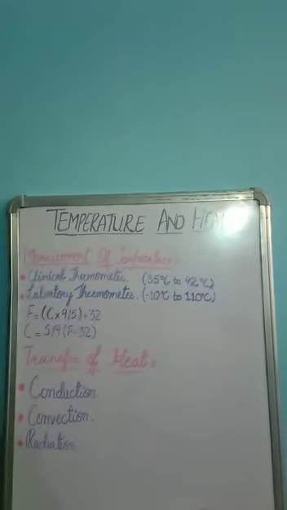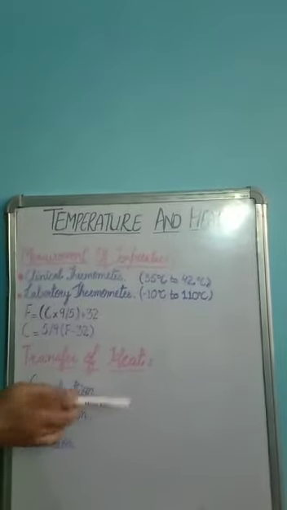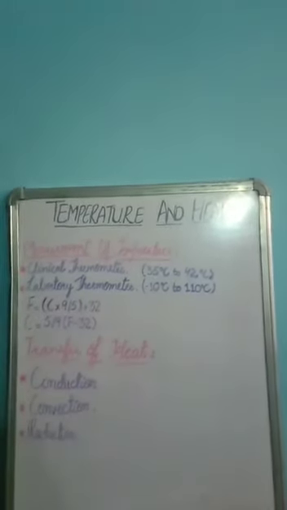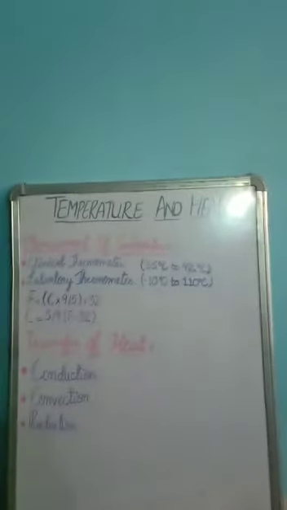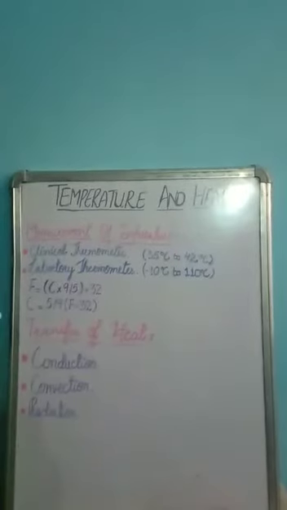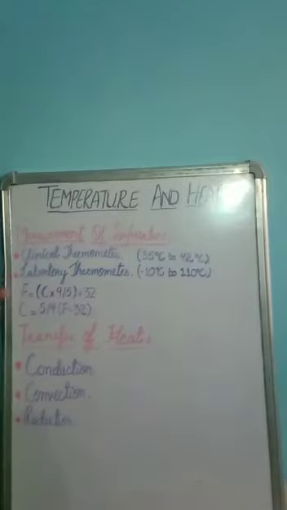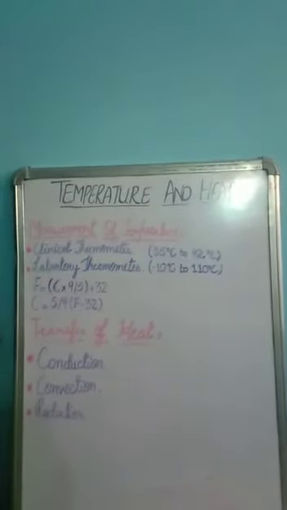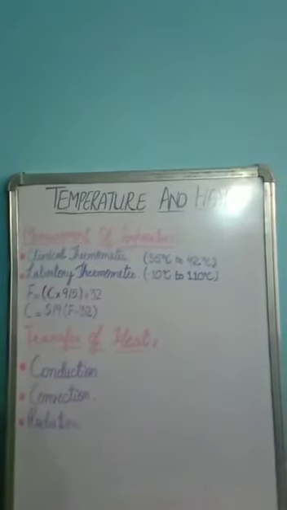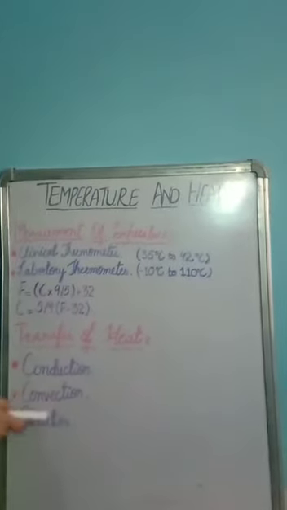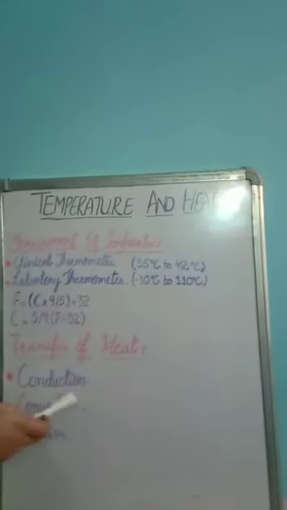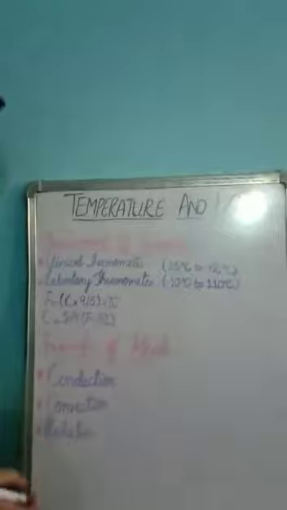Now we have two things here, which are insulators and conductors. Let me tell you what insulators and conductors are. Conductors: materials that allow heat to be conducted easily through them are called conductors. Examples: in conductors we usually have metals such as iron, copper, etc. And materials that do not allow heat to be conducted through them are called insulators. Examples: wood, plastic, etc.